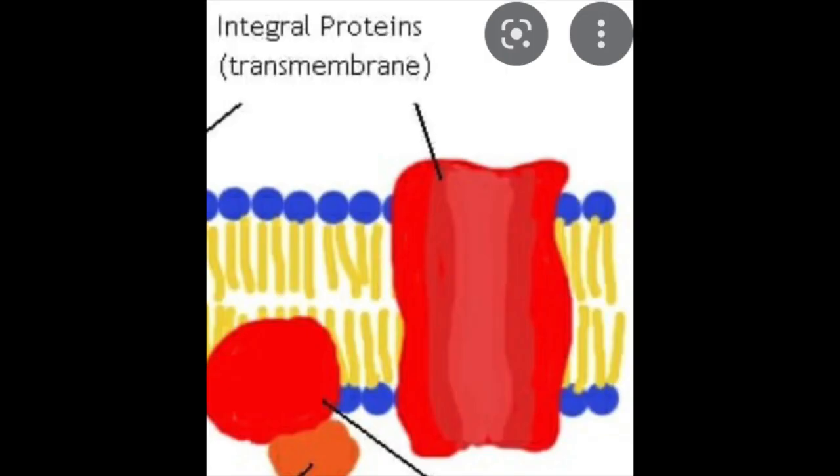Next, we have integral membrane proteins. These are permanent attachments that integrate or connect all the way throughout the membrane. They have hydrophobic regions and hydrophilic ones to tend to both sides, both layers of the plasma membrane, and they're used for transportation of hydrophilic molecules across a membrane, or could also even be used as cell receptors, which receive signals from other cells or even their own.